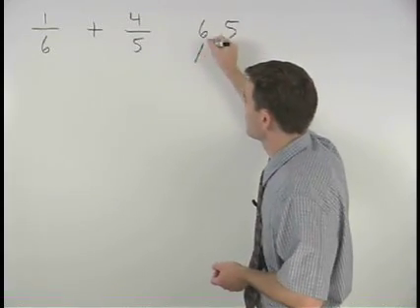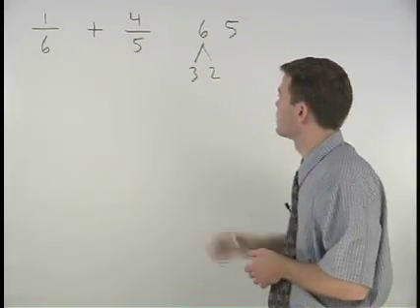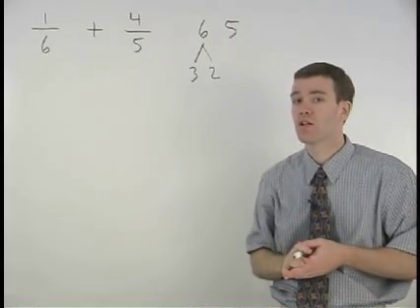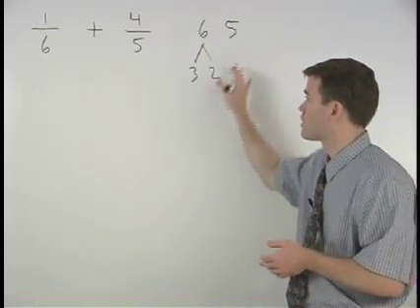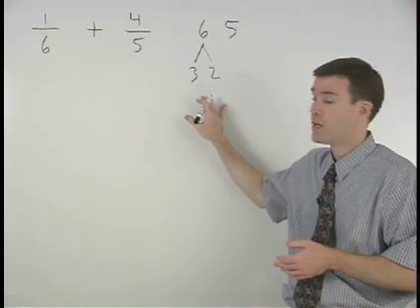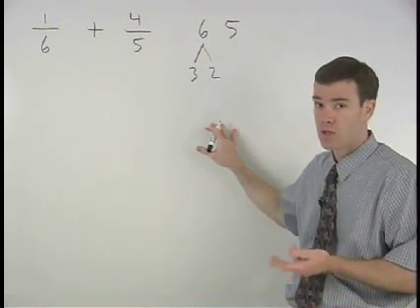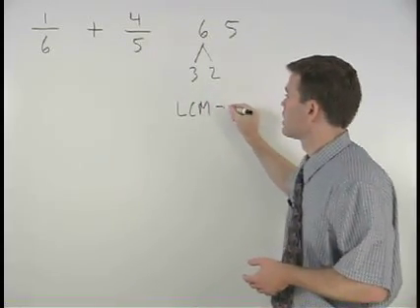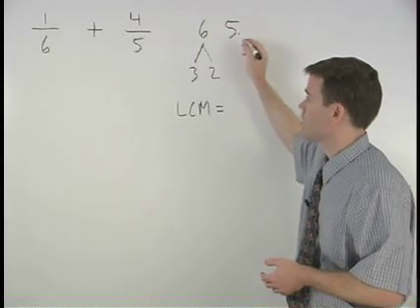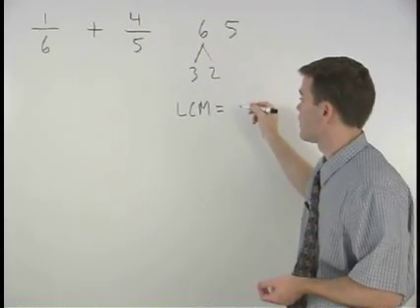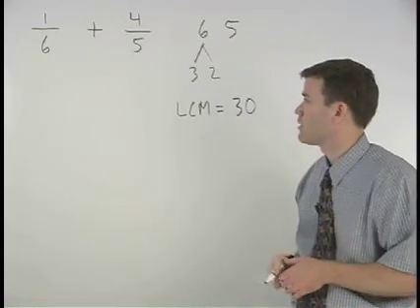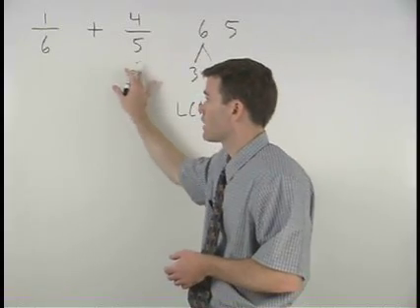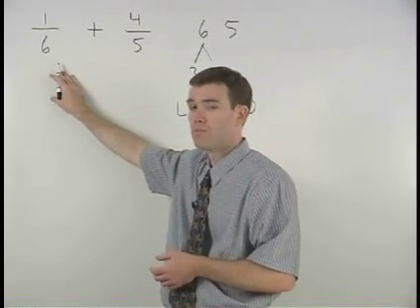6 factors as 3 times 2, and 5 doesn't factor. Remember, when finding the least common multiple, we're looking for factors that match up. And here we have no factors that match up. So our least common multiple, or LCM, is simply 3 times 2 times 5, or 6 times 5, which is 30. So our least common denominator for these two fractions is 30.